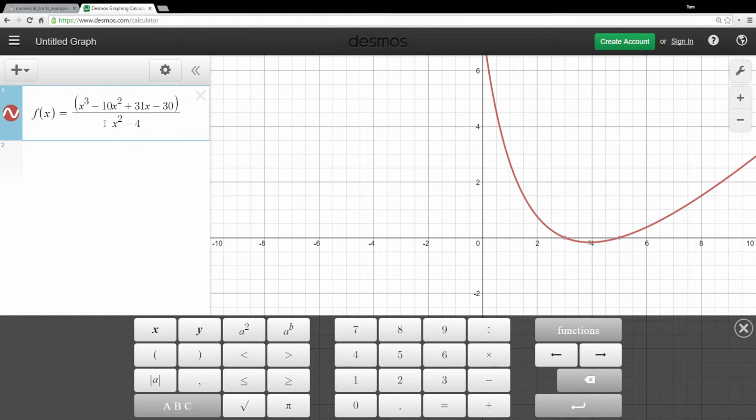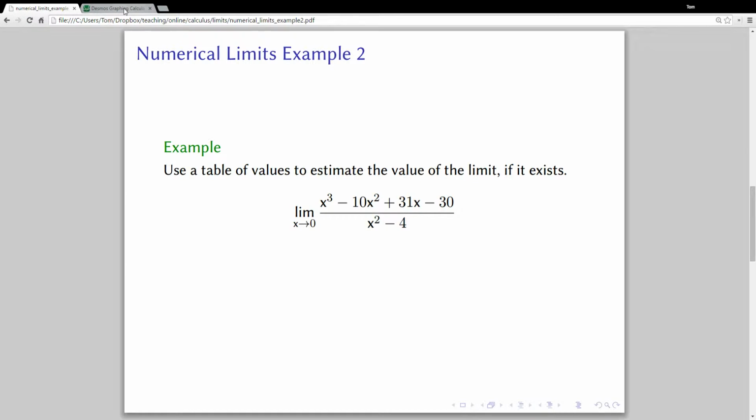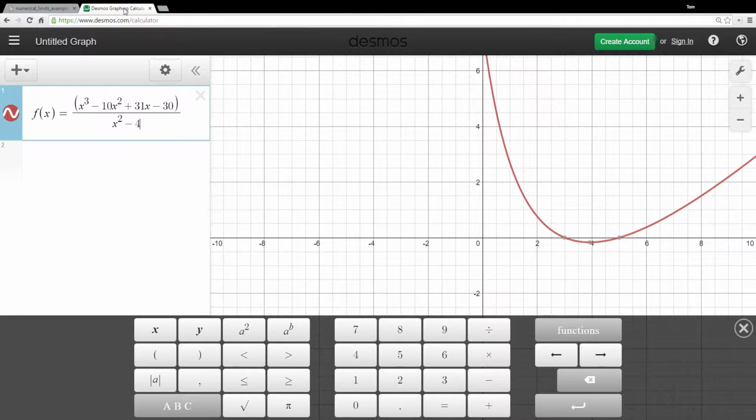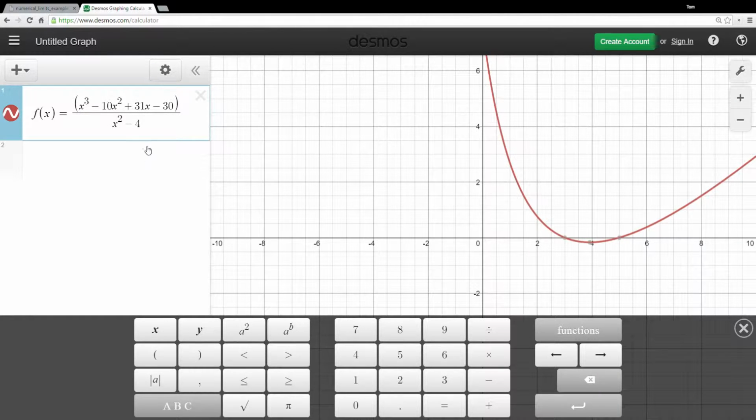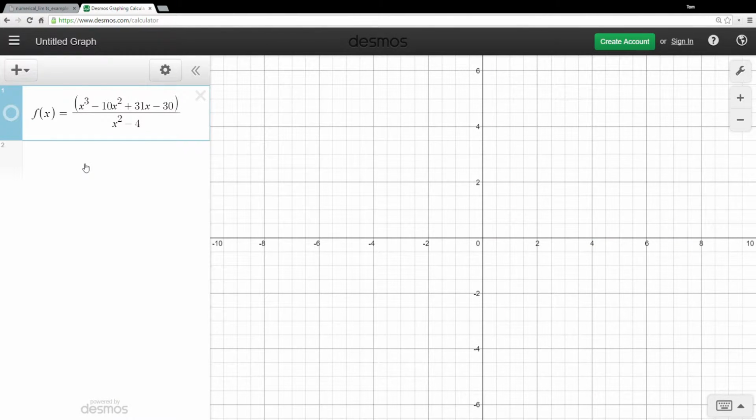As I'm typing in the function, Desmos will typeset it in a way that makes it easy to tell if you've entered it correctly or not. So just double check that it's the right function: x cubed minus 10x squared plus 31x minus 30 over x squared minus 4. That looks good. It will also graph it, but for this example I'm just going to turn that off, because all I really care about is the numerical values at this point.